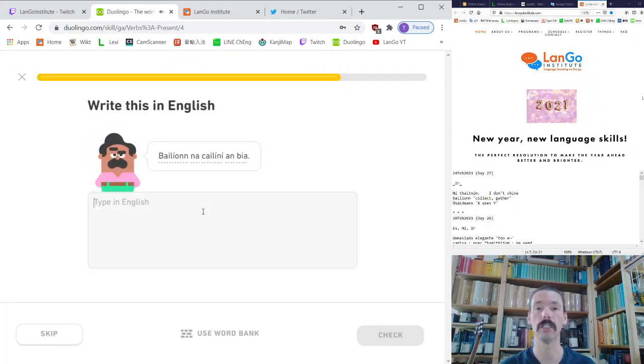Baileoidh na cailíní an bia. Baileoidh, collect. So here's the plural form, the girls. And it's interesting that the C is not replaced by ch, not modified. It's not mutated. That's because this article at an earlier stage ended in an S sound instead of a vowel. So that's what conditioned the changes there. What kind of a sound you had at the end of that preceding word. The girls collect the food.